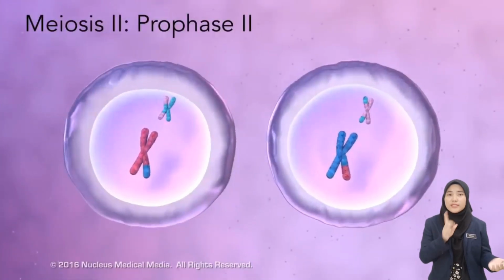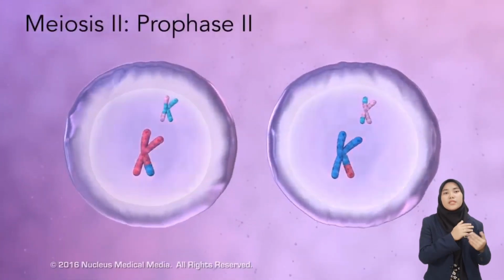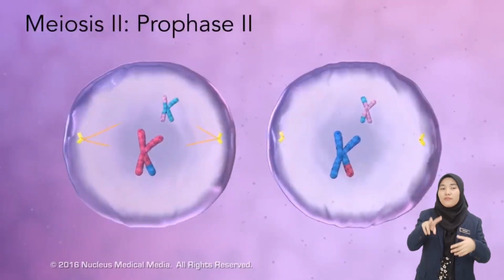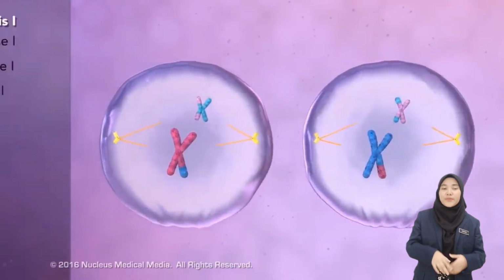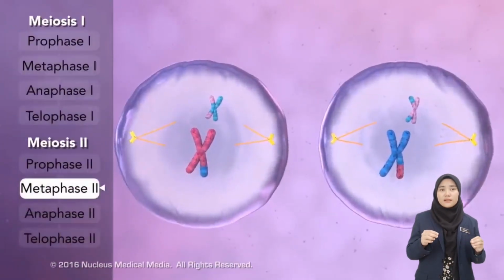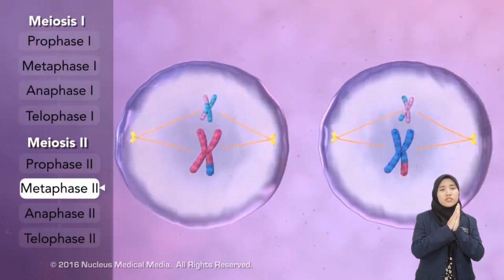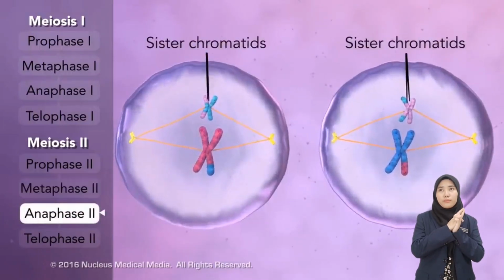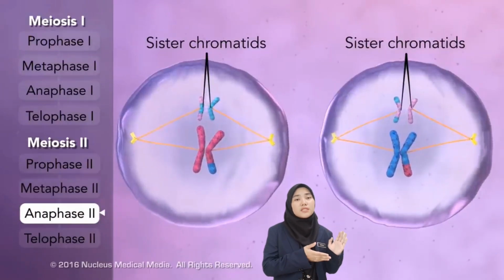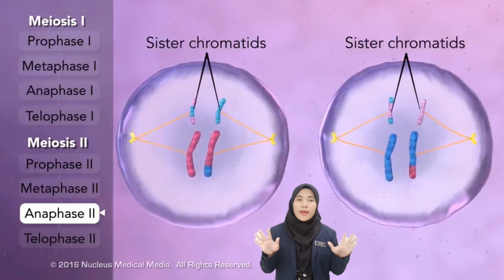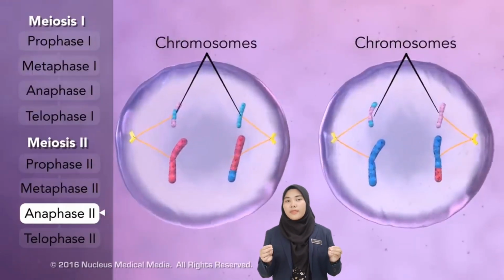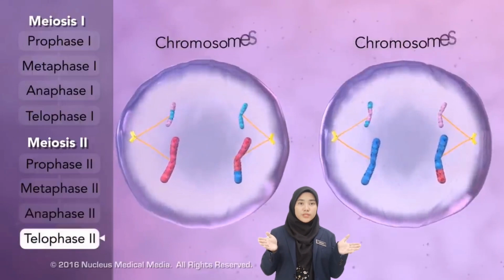Once again, in prophase 2, the nuclear membrane disappears and spindle fibers fan out from the two sets of paired centrioles. During metaphase 2, the chromosomes in each cell line up at the equator and attach to spindle fibers from both poles. Okay, during anaphase 2, the sister chromatids of each chromosome separate and move to opposite poles. Once the sister chromatids separate, they are called chromosomes.